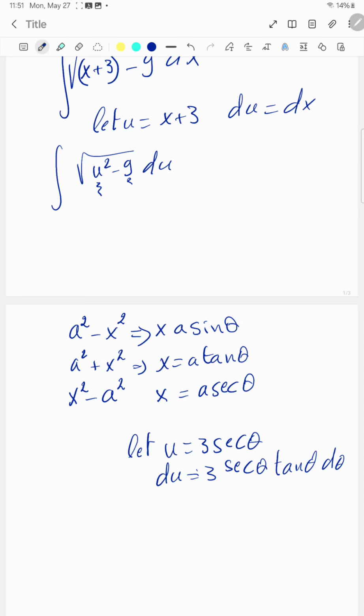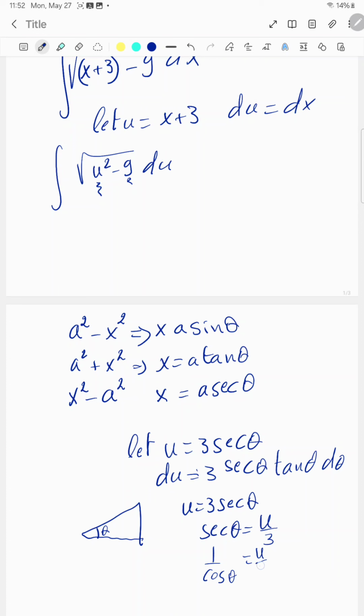Okay? And every time that I want to use integral by trigonometric substitution, I have to draw my famous triangle, and that's my theta. And I don't know where to put the 3 or where to put the u. Is it the hypotenuse? Is it the adjacent or the opposite line? But to know, I know that u equals 3 sec of theta. So sec of theta is equal to u divided by 3.